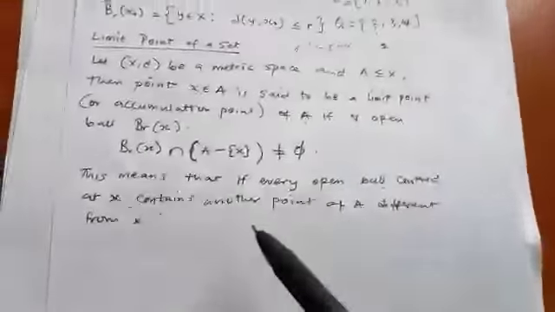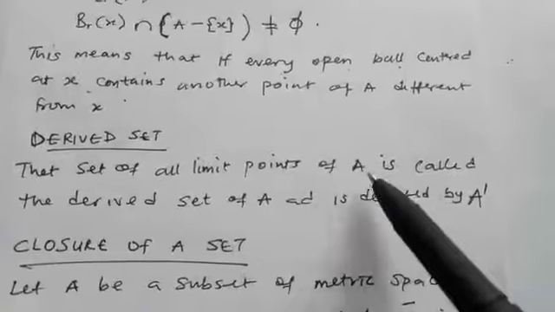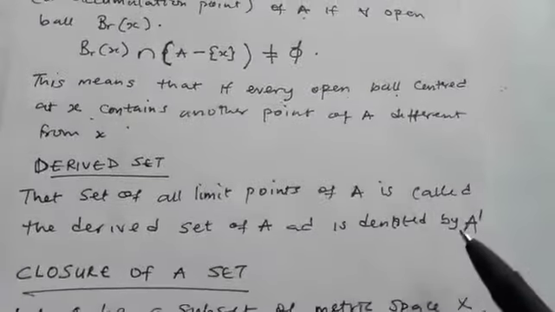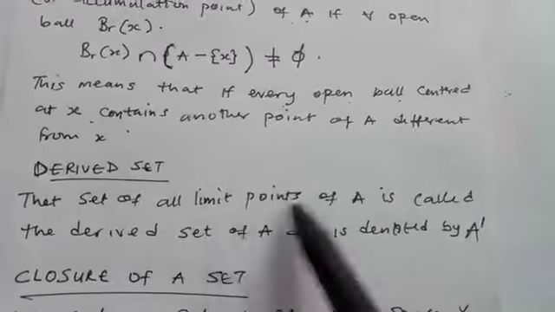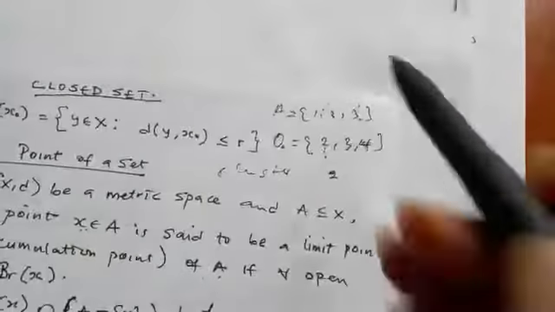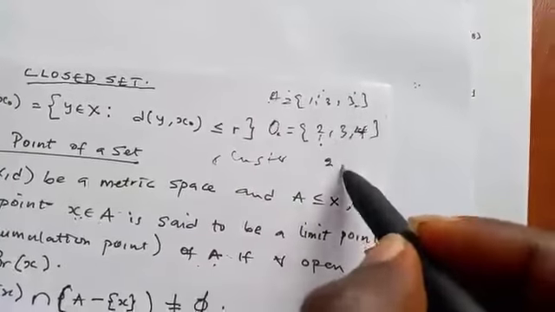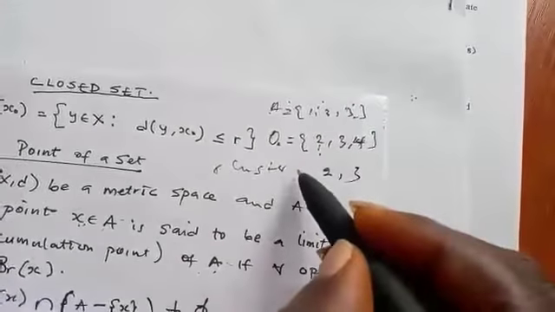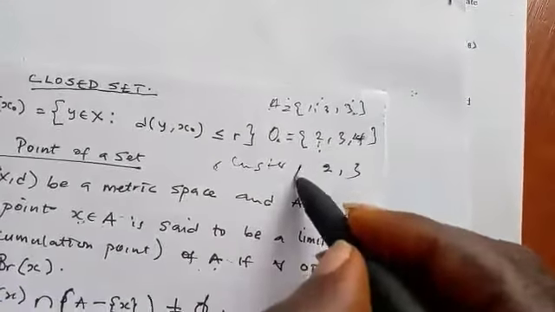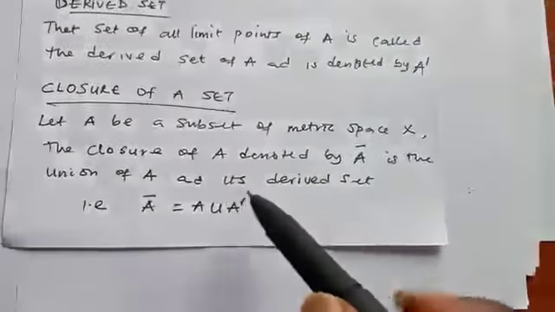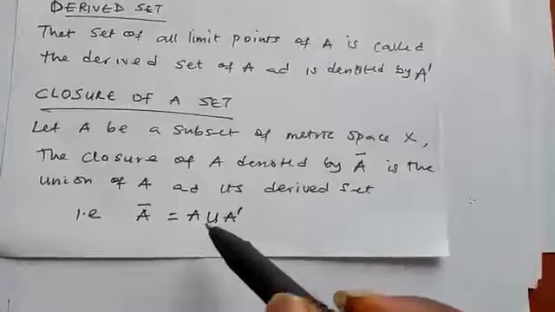So another definition: derived set. We have talked about limit points. The set of all the limit points of A is called a derived set. For instance, if you look at this now, 2 is a limit point, 3 is also a limit point. So from that, we can say that the derived set of A is this. The set of all the limit points is called a derived set.